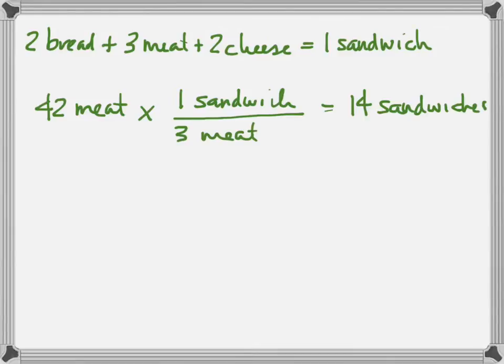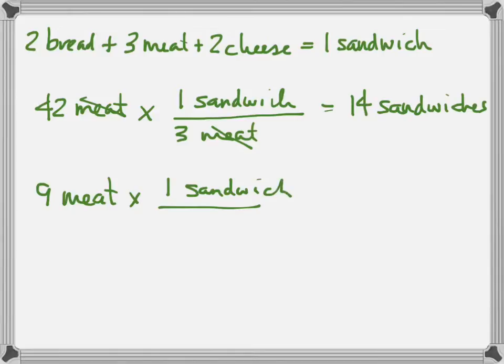See, 42 divided by 3 is a number that I didn't do in my head, I used my calculator. That's not an obvious number, but that's the process. If I say, oh, I've got 9 pieces of meat, how many sandwiches? We can do that one in our heads. Oh, well, it's 3 pieces of meat for a sandwich, and so you can make 3. How are you doing that in your head? Well, you're doing this process, you just don't know it. You're saying, I can get 1 sandwich for every 3 pieces of meat. 9 divided by 3 is 3, 3 sandwiches.